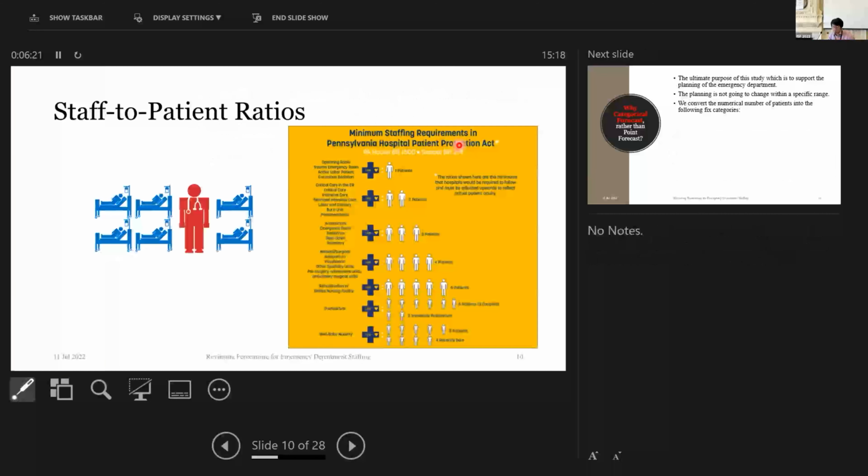So I go back to this slides. This is due to the staff to patient ratio. Okay, so because each nurse will at maximum take care of, let us say, 20 patients or 30 patients according to the emergency department requirement.